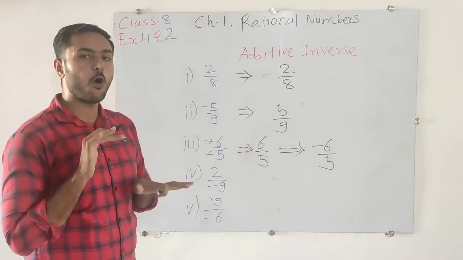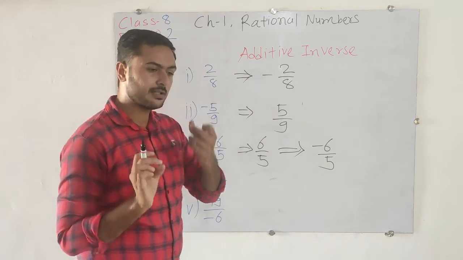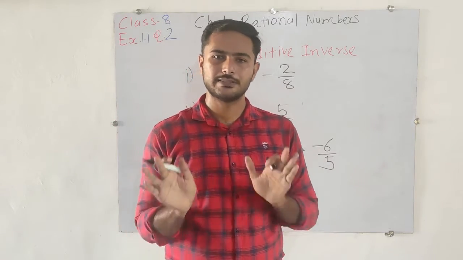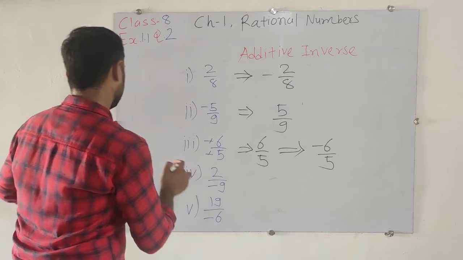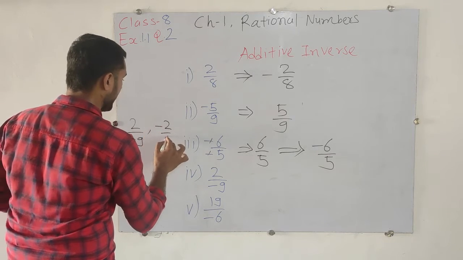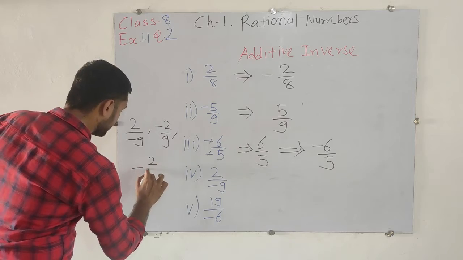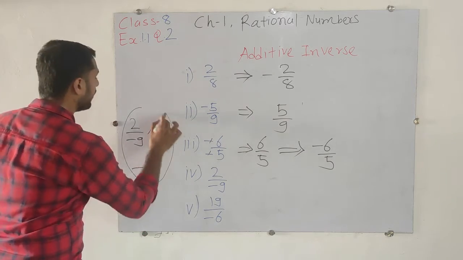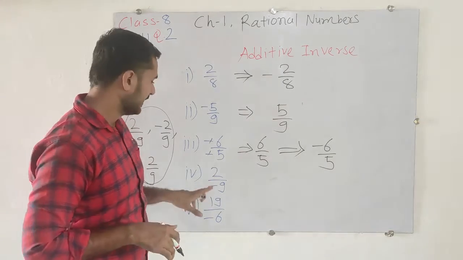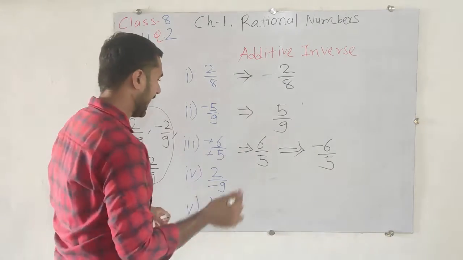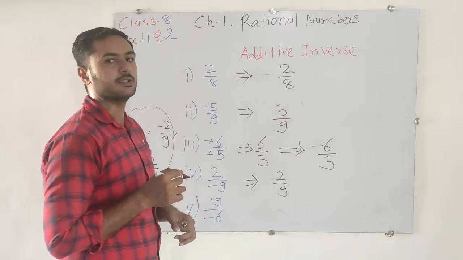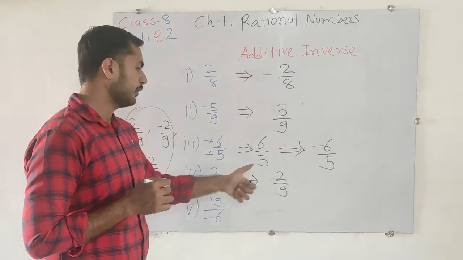Then the next, that is 2 upon minus 9. Okay, now just remember that whether the negative sign is in the numerator or in the denominator doesn't matter. I can write it in both ways, 2 upon minus 9 or minus 2 by 9. These all are equal. Okay, so here we are just going to do the same thing. This is 2 upon minus 9, so I will write 2 by 9. I am just going to convert the sign, negative to positive.